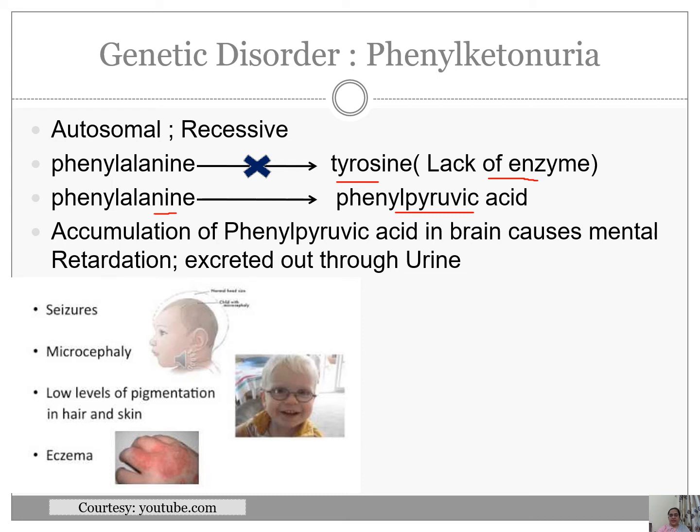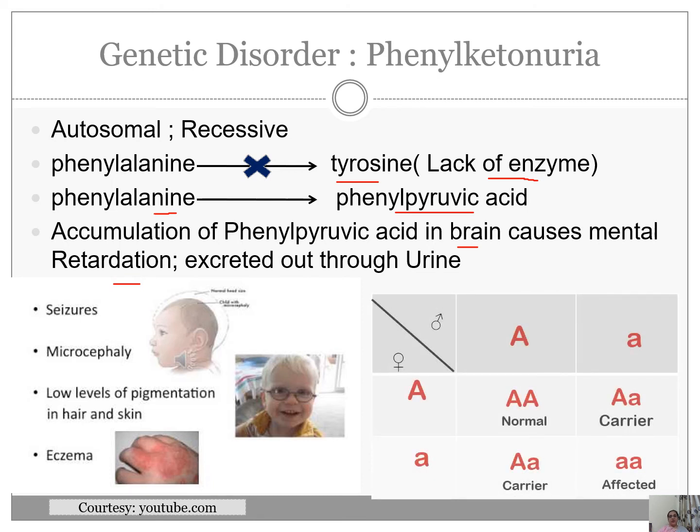Accumulation of this acid in the brain causes mental retardation. So here you can observe the many symptoms of the phenylketonuria disease. So this is about the inheritance of the disease. Only the organism having two recessive alleles will be affected.